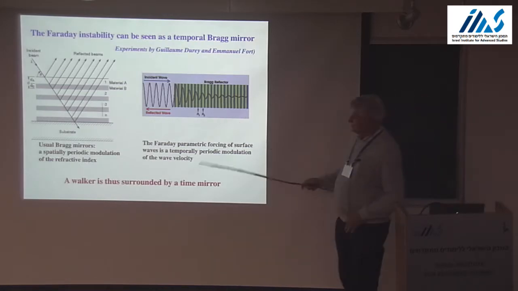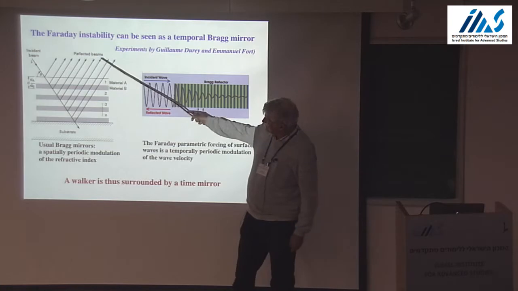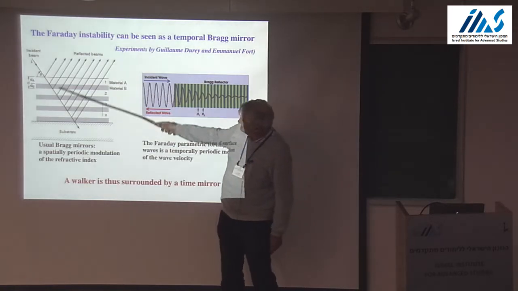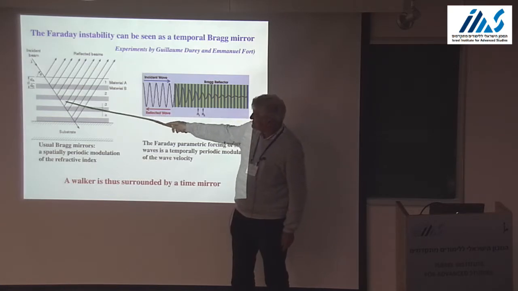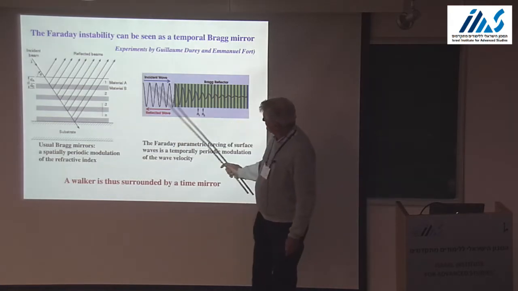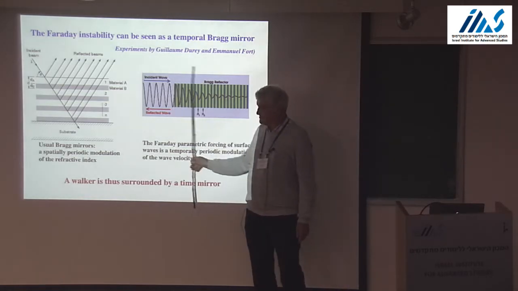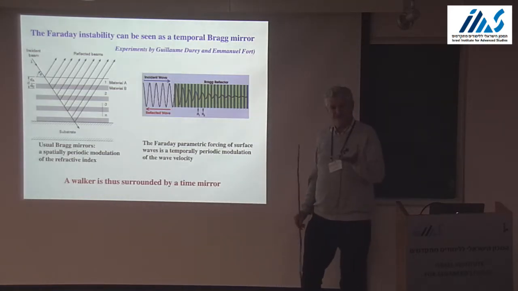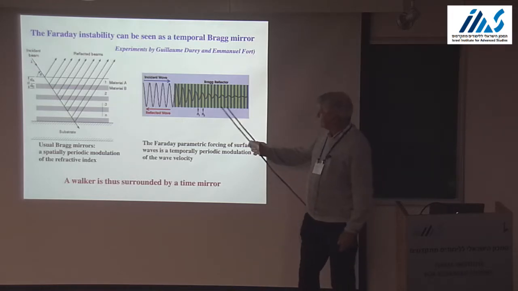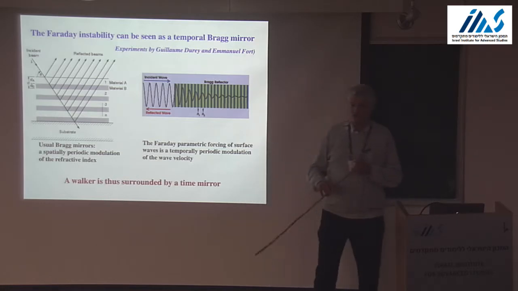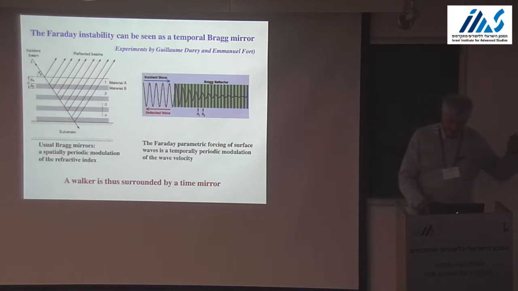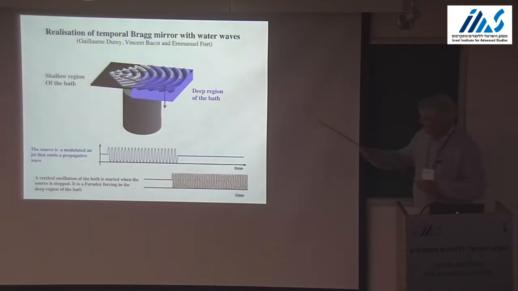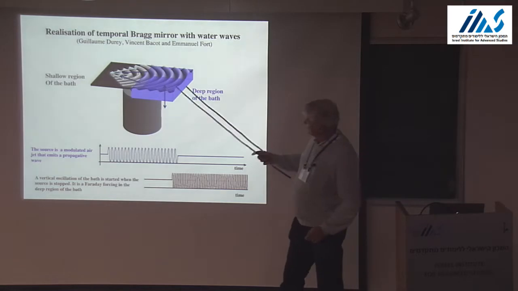So in this analogy, if in normal optics you have Bragg mirrors, which correspond to a spatial modulation of the index of refraction, here you can see the Faraday forcing as a temporal forcing of the index of refraction, and this temporal forcing gives rise to a reflection of the wave. So they move back, and this was actually shown by Vincent Bacot in an experiment which I find very clever.